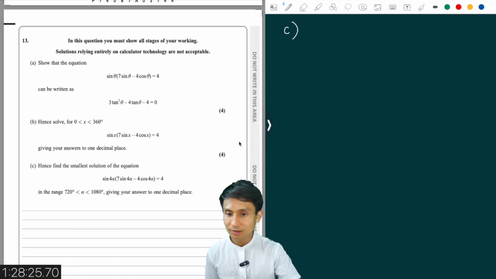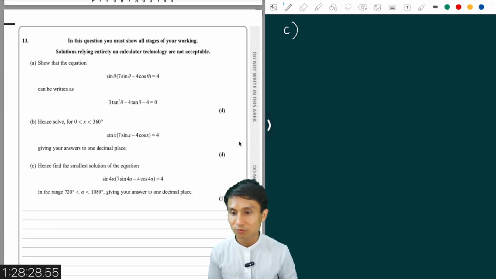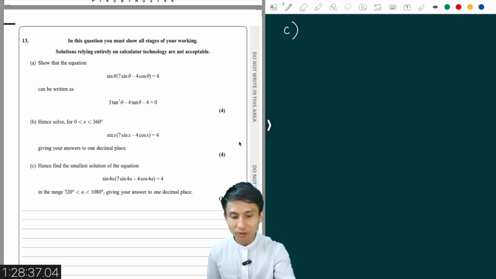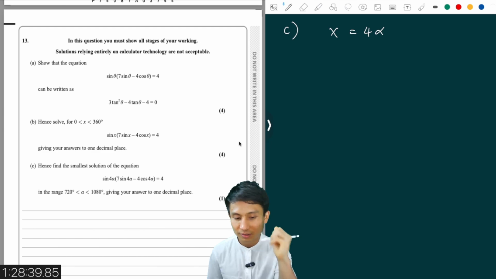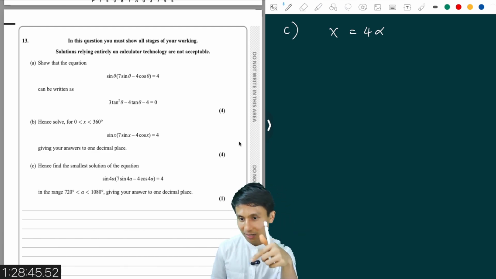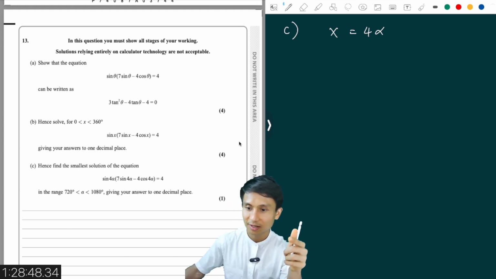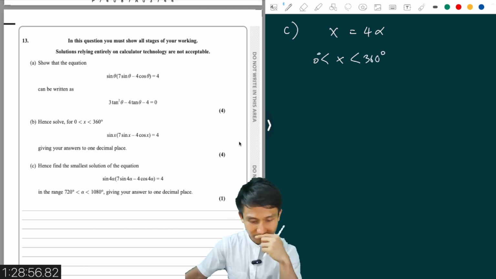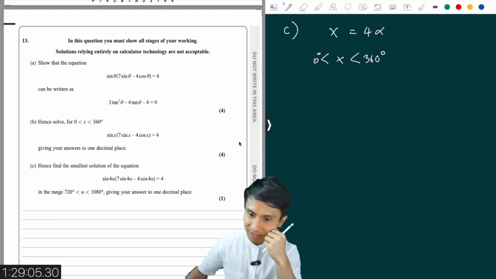And then part C seems a little more, oh, it's just 1 mark. Hence, find the smallest solution of that equation. Okay. This is looking like we are putting x as 4 alpha, right? Yeah. So if you do consider x as 4 alpha, you will see it's the same equation. Now, because the range of x is that, so the range of alpha would be, x equals 4 alpha, so the range of alpha should be x divided by that.